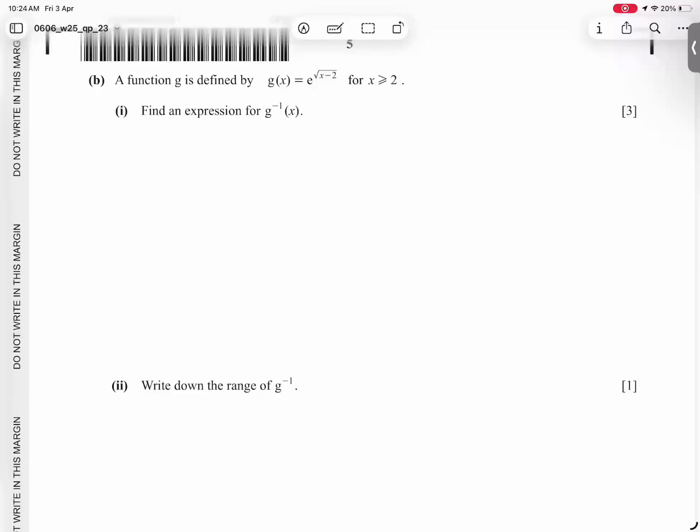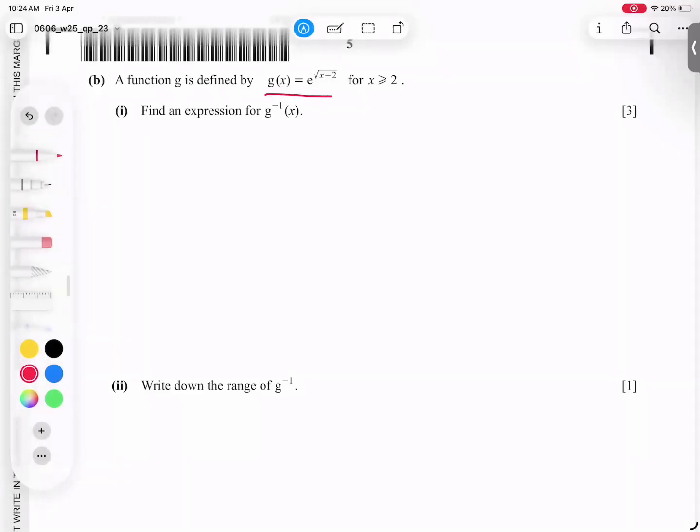In part B, students, the function is given with domain x ≥ 2. So x values start from 2, then 3, 4, 5, including 2. He's asking us to find the inverse function. So step number 1: remove the function name and write y.